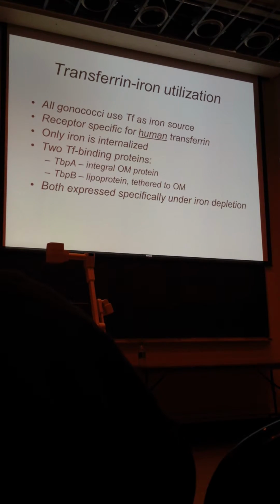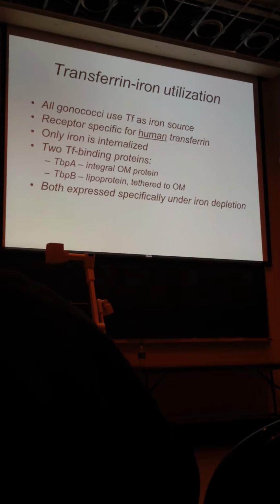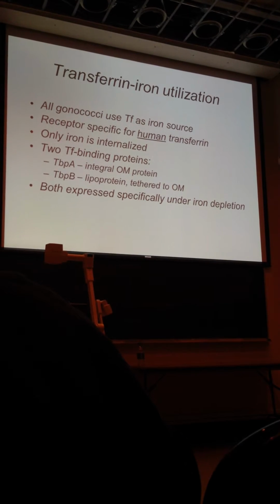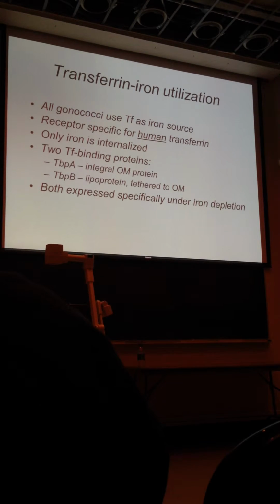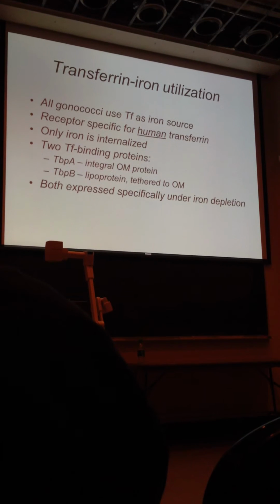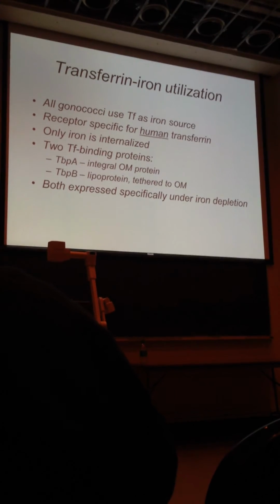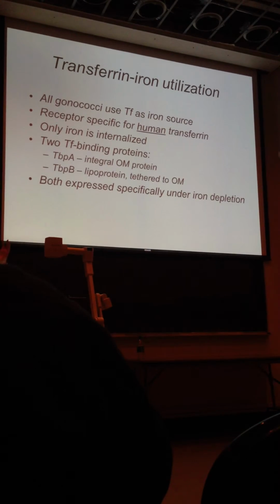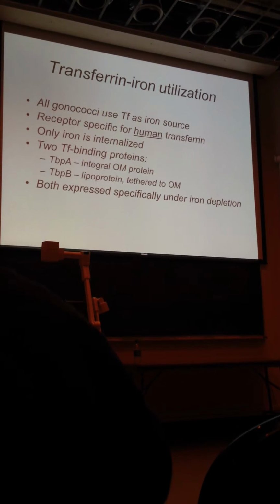So we focused, and on the previous slide I highlighted in red, we focused on transferrin iron acquisition for a couple of reasons. And that is that all gonococci can use human transferrin as an iron source. The receptor, as I said, is exquisitely sensitive and only recognizes human transferrin. In the process of iron internalization, it's only the iron that comes into the bacterial cell. The whole transferrin molecule, which is 80 kilodaltons, stays on the surface. So there's a stripping process that has to happen at the bacterial surface.